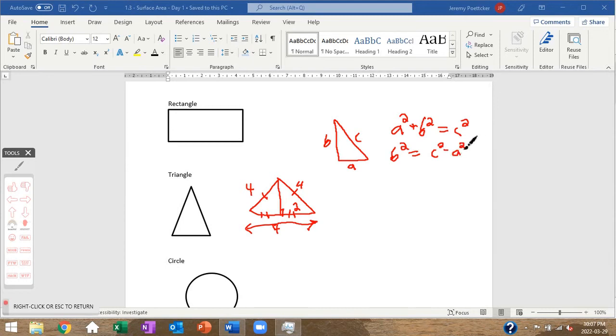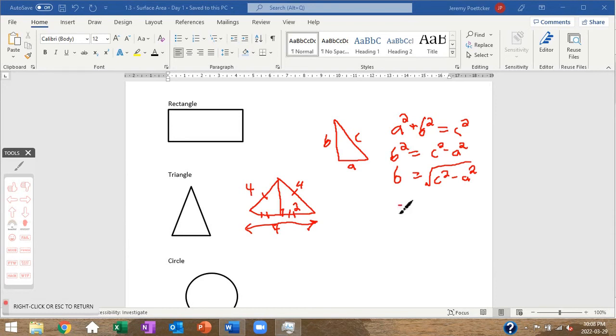Alright, so B squared is equal to C squared minus A squared. I don't know what B squared is, so I can also simplify this one more time. B is equal to the square root of C squared minus A squared. There's my formula. Not nice, but this is going to give me the B for this triangle.